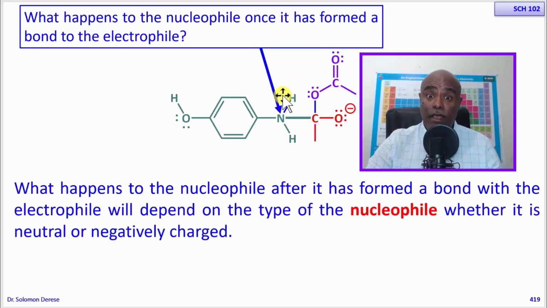When a nucleophile forms a bond with an electrophile, what's going to happen to the nucleophile will depend on its nature, whether it is neutral or negatively charged. So we'll look at the 2 scenarios: a neutral nucleophile attacking an electrophile, or a negatively charged nucleophile attacking an electrophile. Let's look at these 2 possibilities.